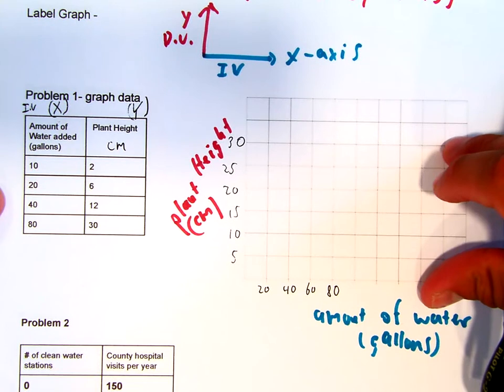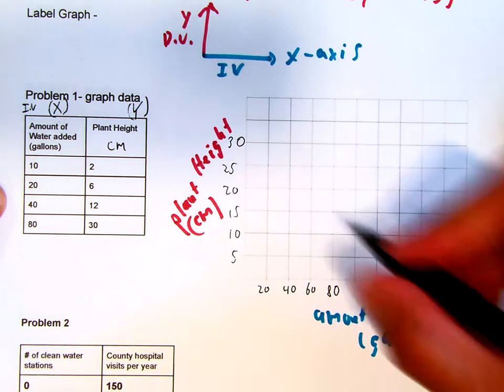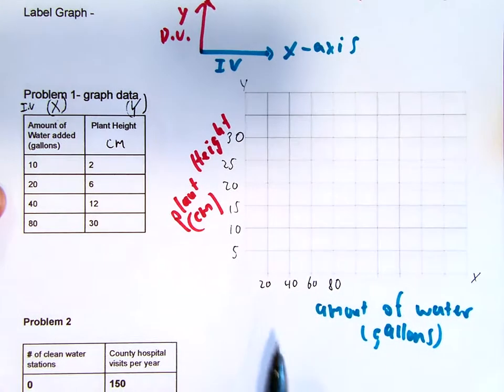All right, so now I have my numbers. So now I just go ahead and graph. Remember, this is my x. This is my y. So I just follow this.